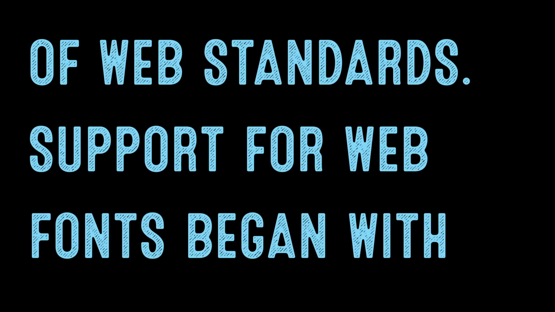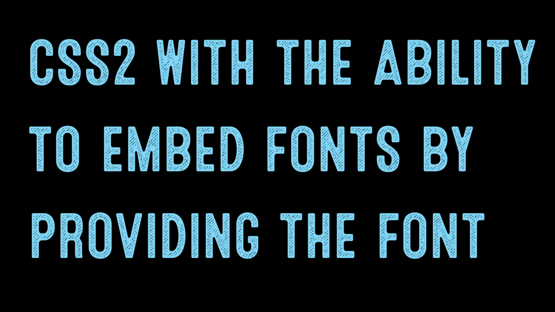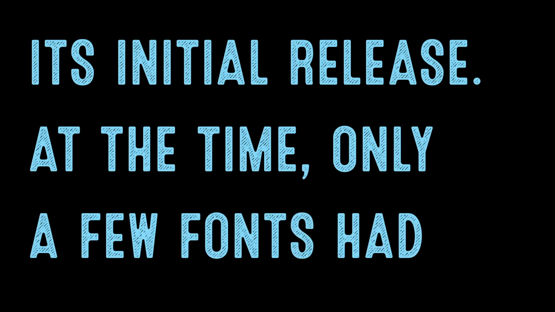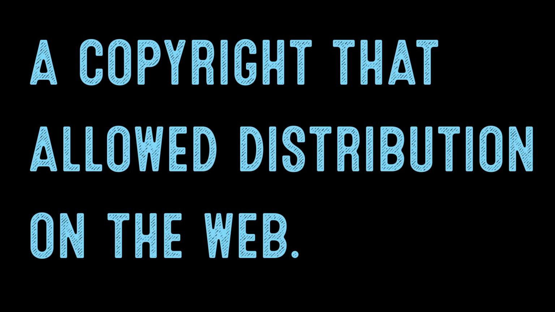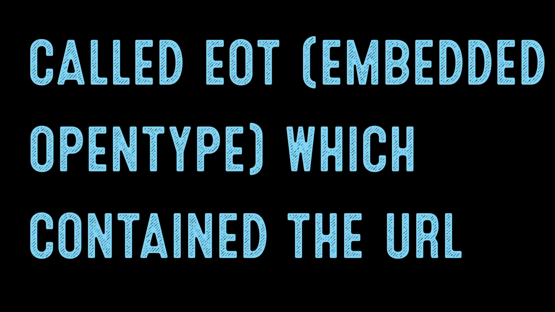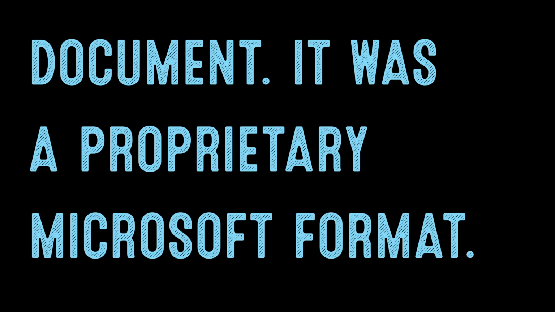Support for web fonts began with CSS2 with the ability to embed fonts by providing the font with a style sheet. It was only supported by IE in its initial release. At the time, only a few fonts had a copyright that allowed distribution on the web. Microsoft and Monotype developed a font format called EOT, Embedded OpenType, which contained the URL inside the font. This limited the use of the font with that document. It was a proprietary Microsoft format.